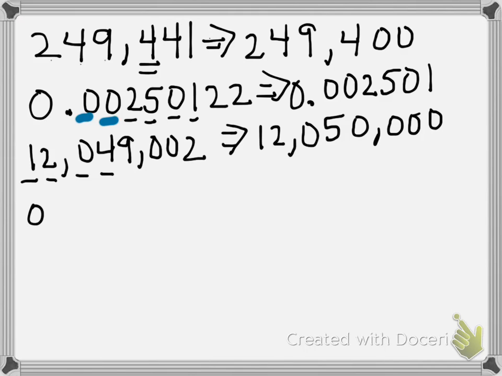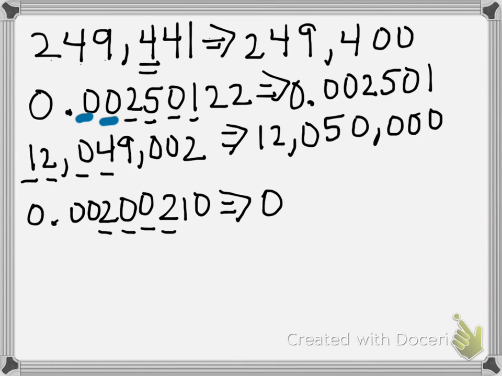Finally, letter D of number 6, 0.002000210. Again, 4, 1, 2, 3, 4. First 2 zeros, these ones here are not significant because they're placeholders. Okay, so this is what you should have.